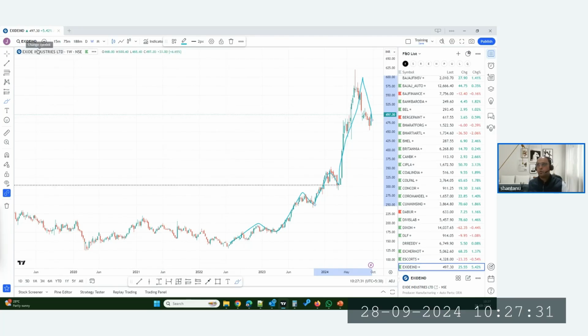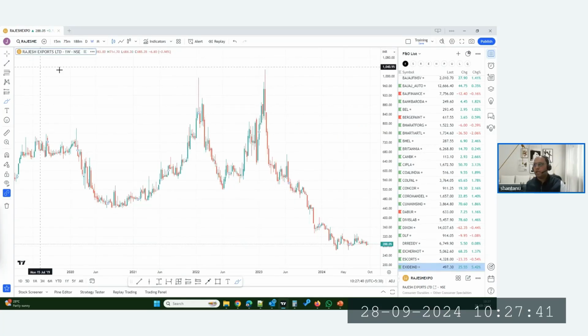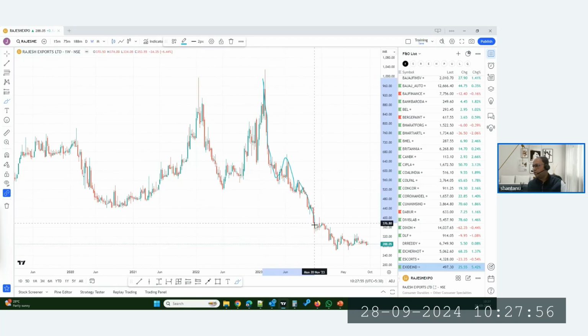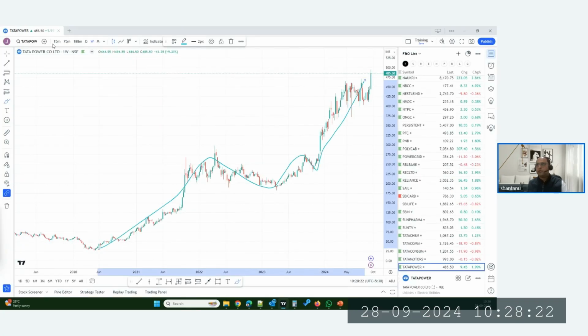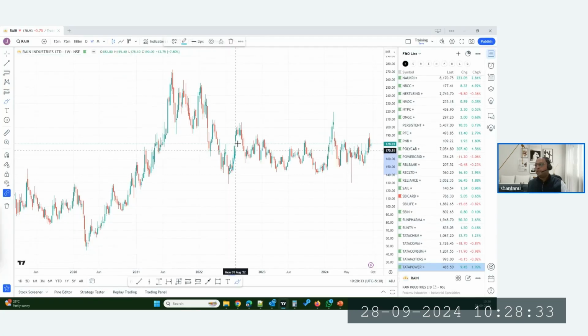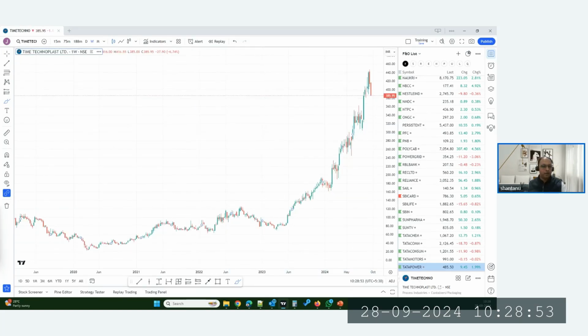Then Rajesh Expo. Rajesh Expo looks to be in a downtrend. So if you see here, it's making lower lows and lower highs. So Rajesh Expo would be a downtrend for me. Tata Power. Tata Power is in an uptrend. Rain Industries, Time Techno. So Rain Industries looks to be in a sideways trend wherein you are not getting a higher top or higher bottom formation.